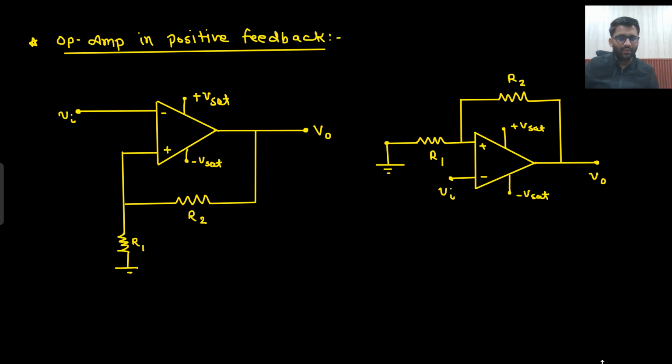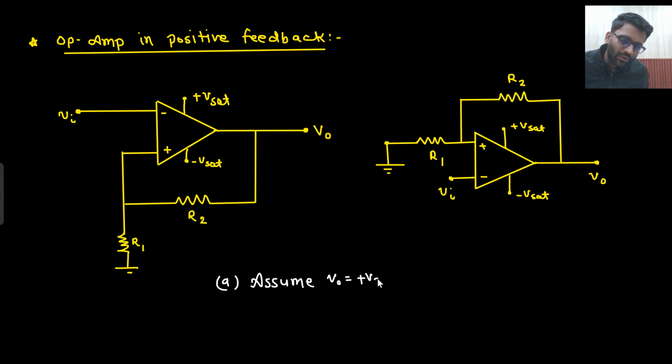Did you try analyzing it on your own? Here the input is applied to the inverting terminal. So what will it result in? Inverting Schmitt trigger. But before that, let's analyze it. What do we need to do? We will assume an output. First we need to assume the output.